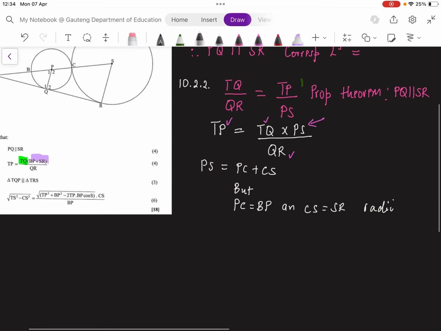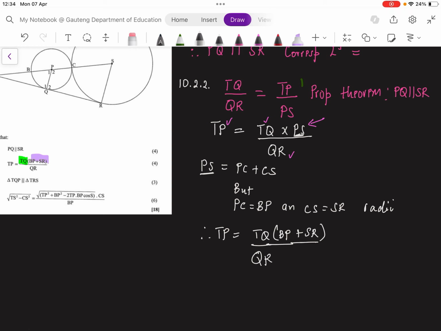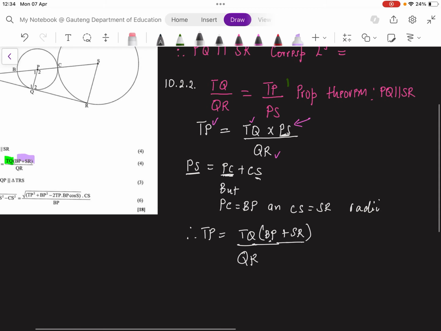We can replace, we can say therefore our TP is equal to TQ over QR, we need these ones, and then we can replace our PS, writing it in terms of BP plus SR. So we are replacing this PC with BP and CS with SR. Therefore, we have proved what was required to prove.